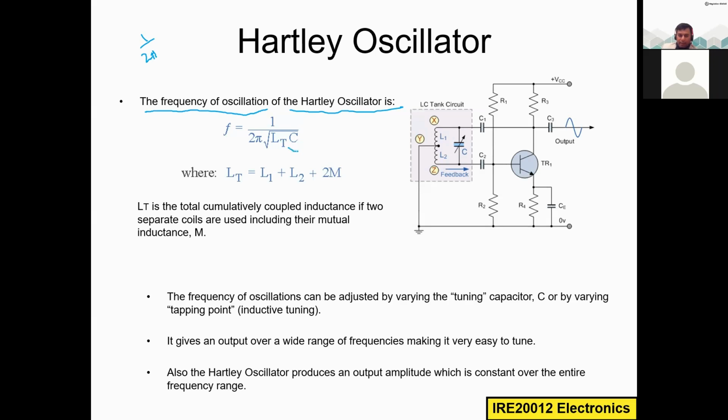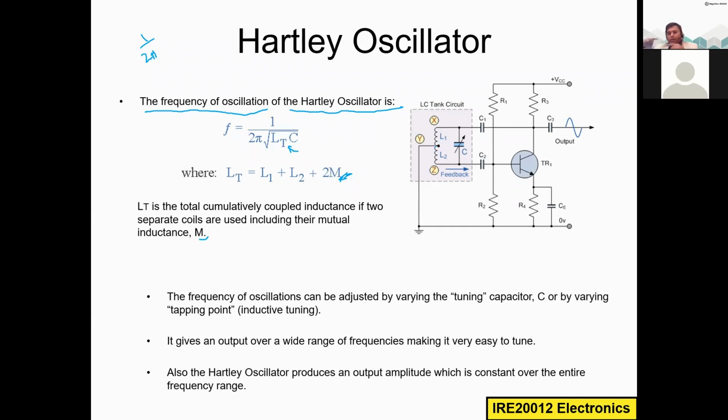L is the effective inductance. We have L1 and L2 connected in series. It's very simple: LT equals L1 plus L2 plus 2M. You should know what M is. LT is the total cumulative coupled inductance if two separate coils are used in this tank circuit, and M is the mutual inductance.